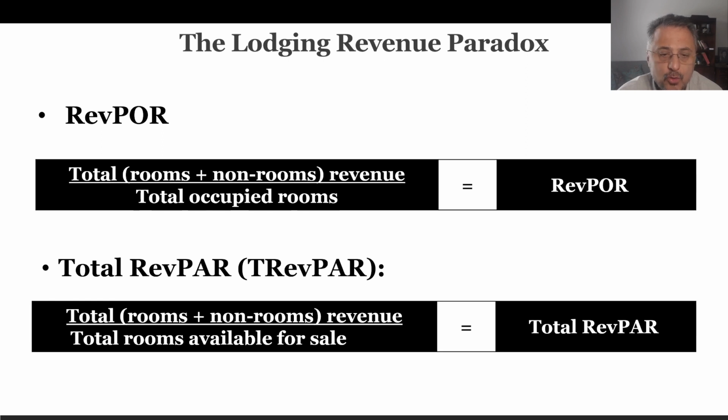That is why the total RevPAR approach could be a better measure. It works exactly like RevPAR, but incorporates all the revenue. It includes total revenue, from rooms and non-room sources of income, divided by available rooms.